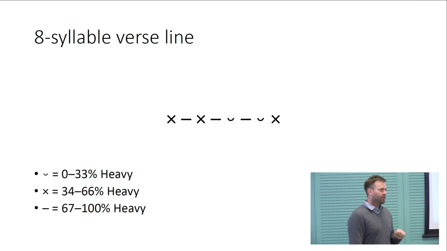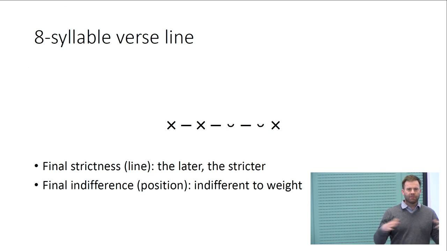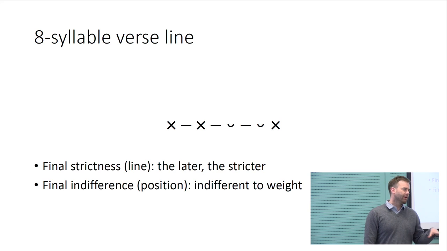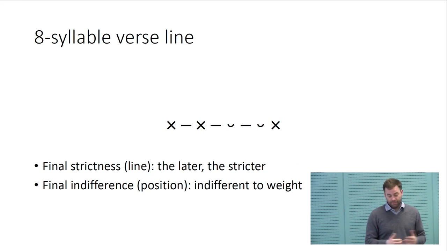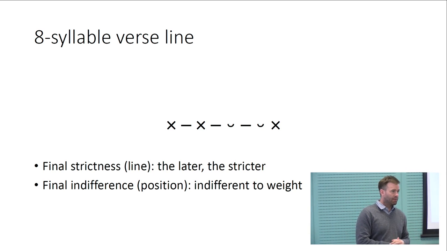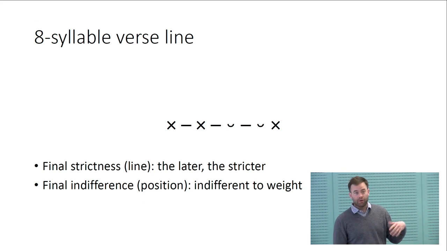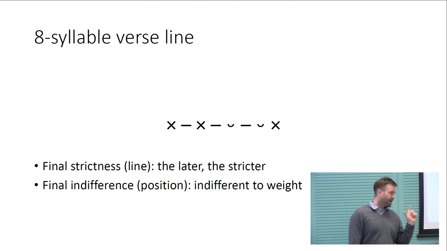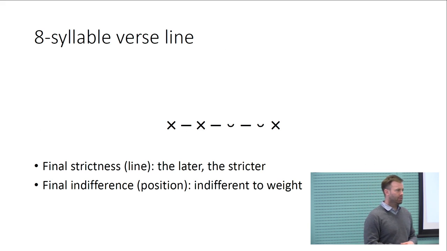And there are two additional and well-known principles at work here. One is final strictness, and this applies to the verse line, and it essentially says that the later in the line, the more strictly syllable weight is regulated. I guess there are good typological parallels for this as well. And then the other one is final indifference, and this just applies to the last position or the last syllable of the verse, and that's relatively indifferent to weight. So even though, analyzing this as an underlyingly iambic meter, you would expect to find heavy syllables in the last position, final indifference permits you to implement that with either a light or a heavy syllable.